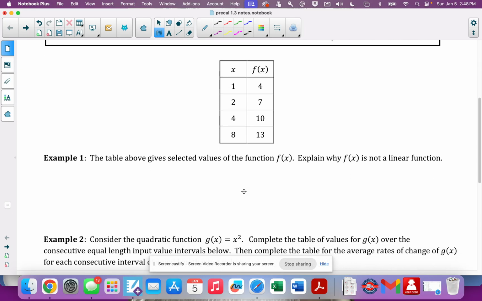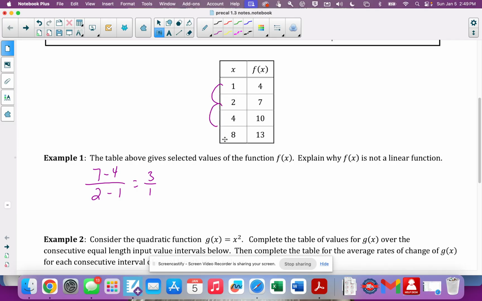So we've got selected values from a function, and we're going to try and figure out why it is not linear. Now, in order to prove that it's not linear, you're going to have to show that the average rate of changes between the points are not constant, that you're not getting the same thing every single time. Okay, so let's just set up some easy ones. I'll do the first 2 points. So the second y minus the first y over the second x minus the first, and that's going to be 3 over 1. So the average rate of change between these first 2 points is 3.